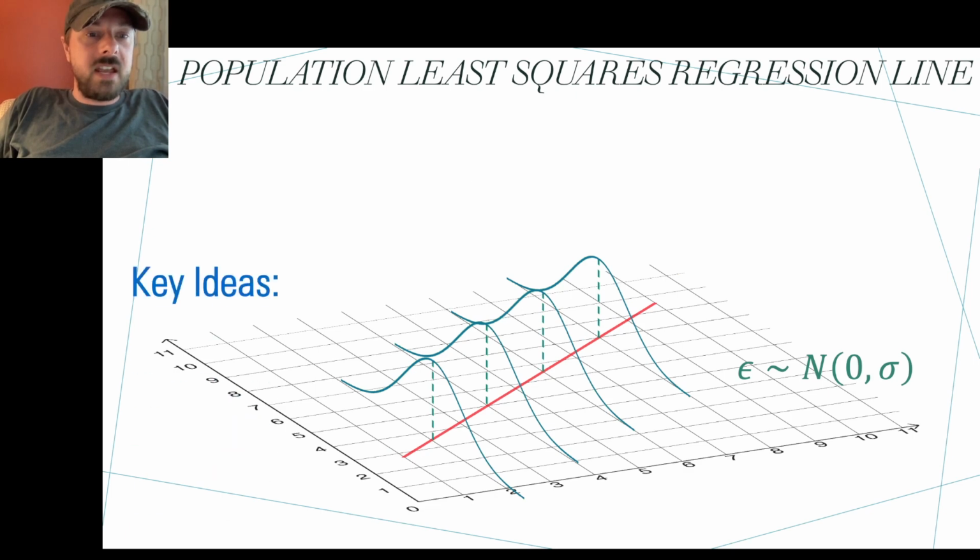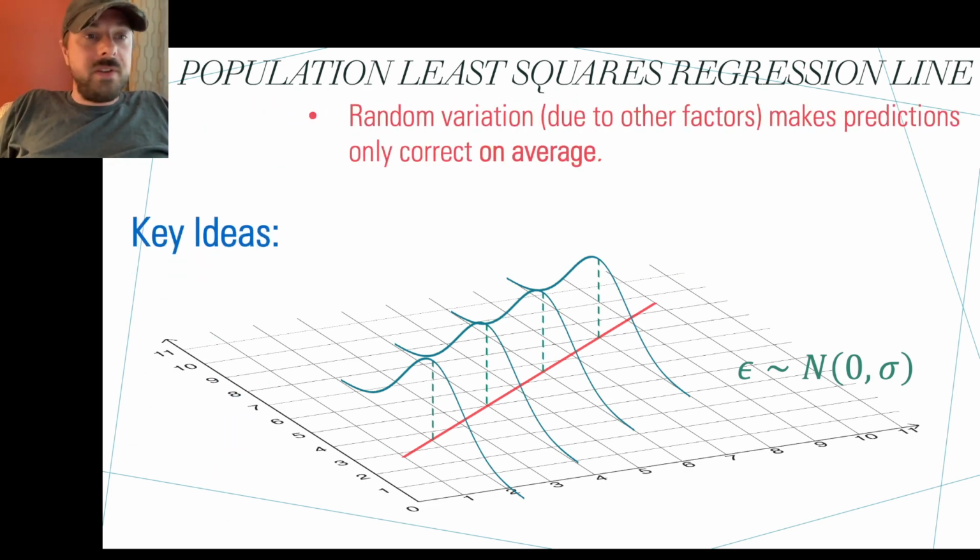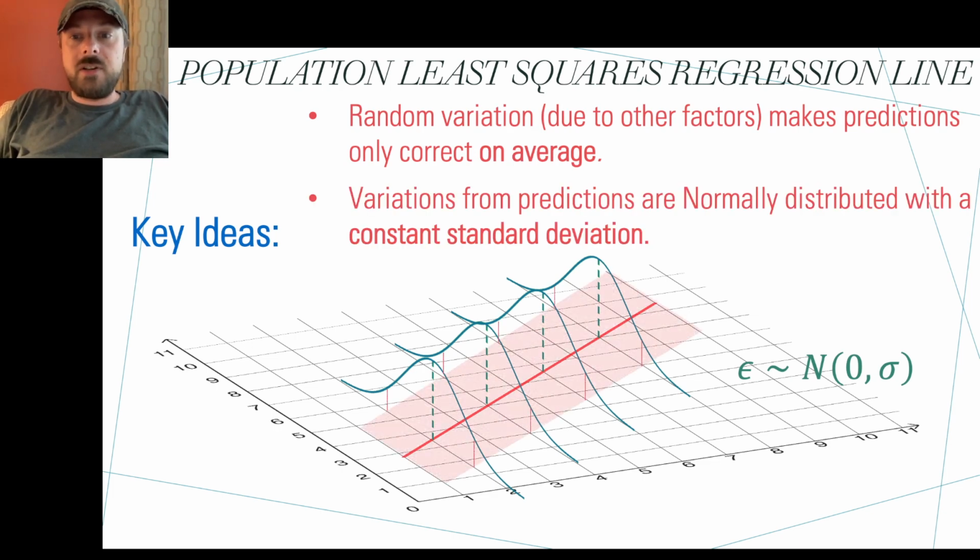So here are some of the key ideas. The key ideas that we see here are first that there's always going to be random variation away from our predictions. Our predictions are only correct on average. And variations from predictions are normally distributed with a constant standard deviation.